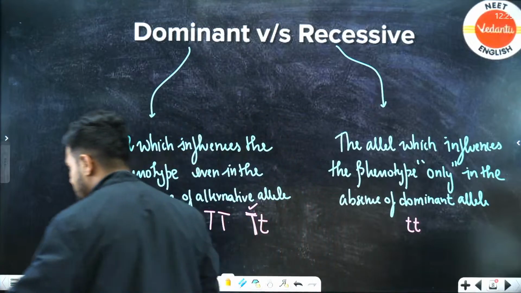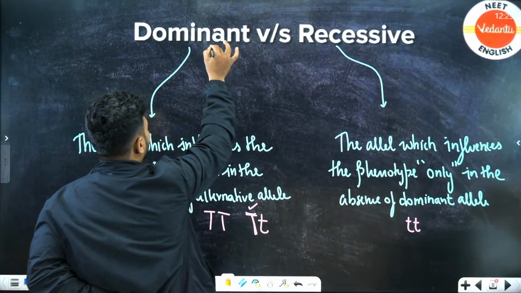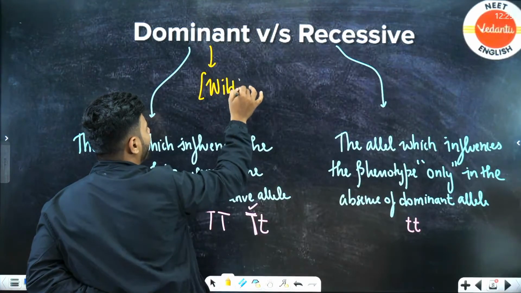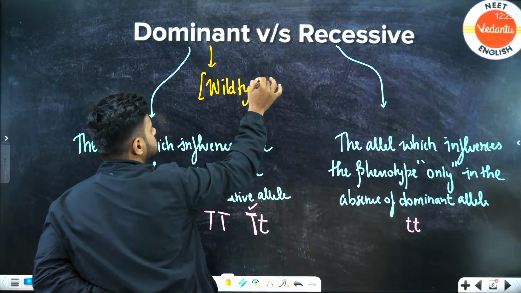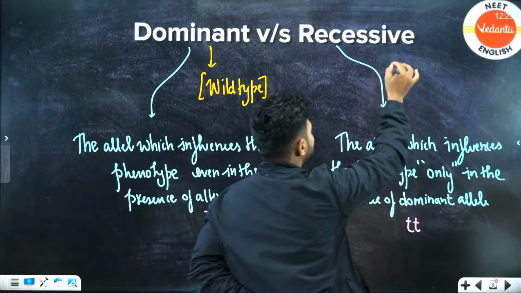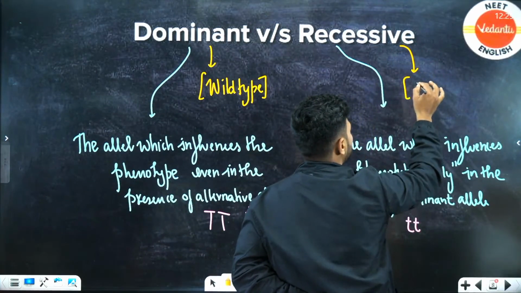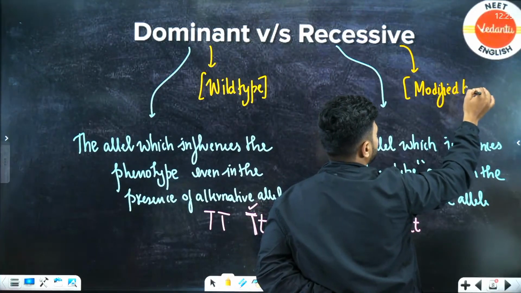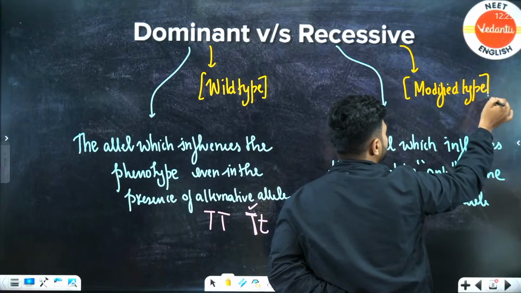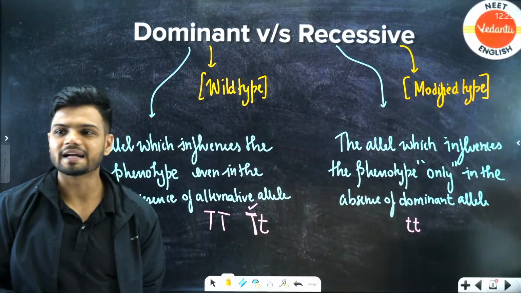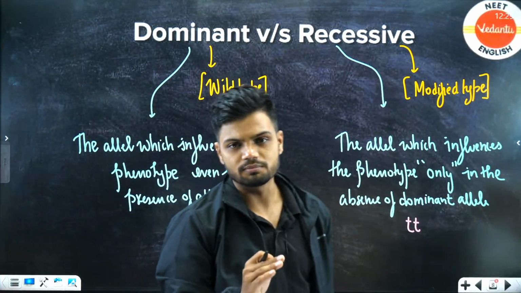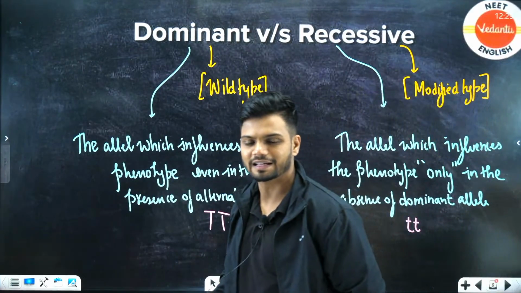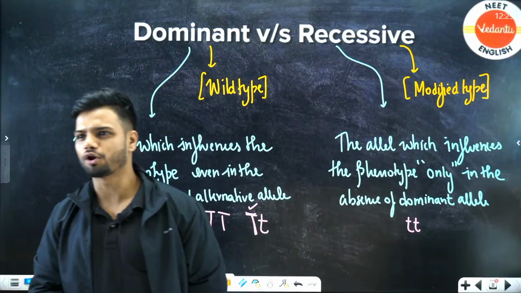Now students, in the examination, sometimes they can call the dominant allele wild type, and the recessive allele sometimes they mention as modified type. Remember these two words also, the alternative names for the dominant as well as recessive alleles. Clear?